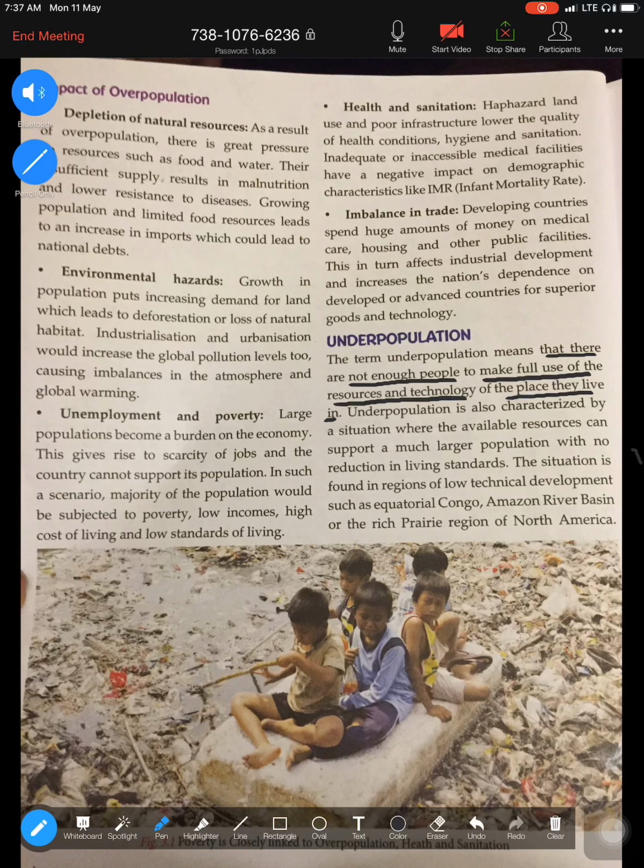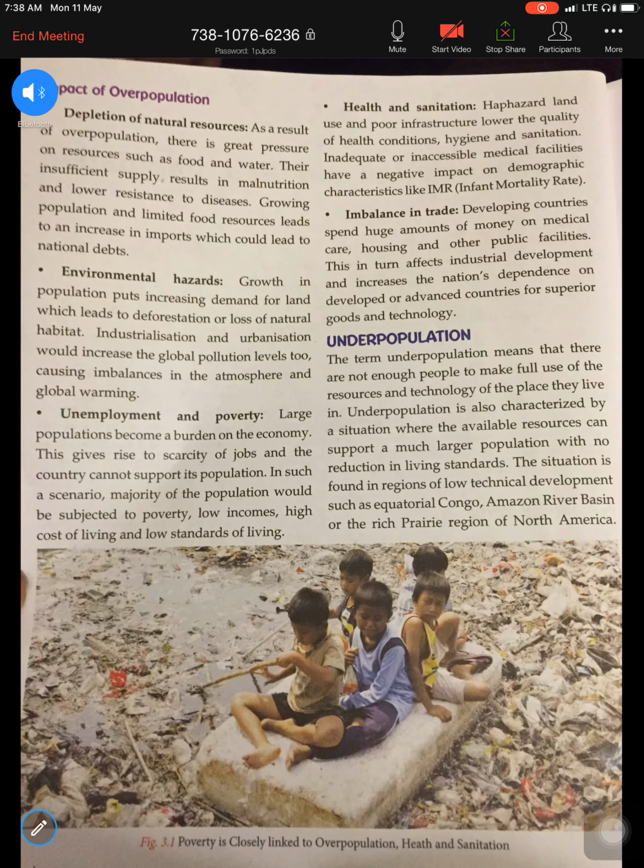And underpopulation is characterized by a situation. You can even use this as a definition. It is characterized by a situation where the available resources can support a much larger population with no reduction in the standard of living. So without compromising on the living standard, it can support enough, but there's not enough population with the available amount of resources. So that is what is known as underpopulation.